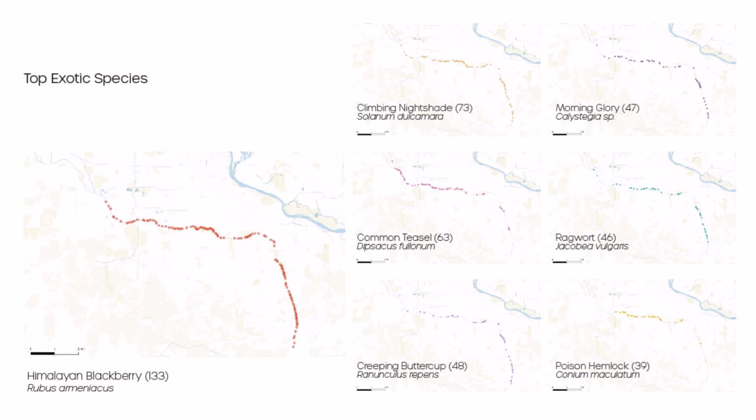You can pretty much find this stuff everywhere, and this goes just along the whole creek. It's really everywhere. You can't really find an area that doesn't have any of it, although it's more dominant in some areas. After that, we had climbing nightshade, then common teasel, creeping buttercup, morning glory, ragwort, and poison hemlock.